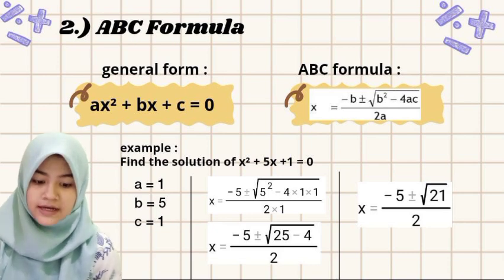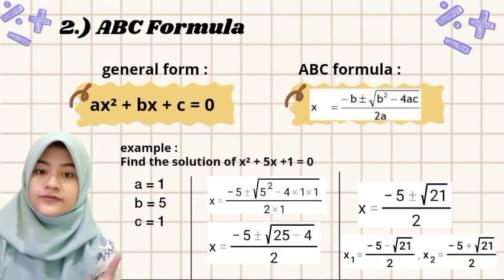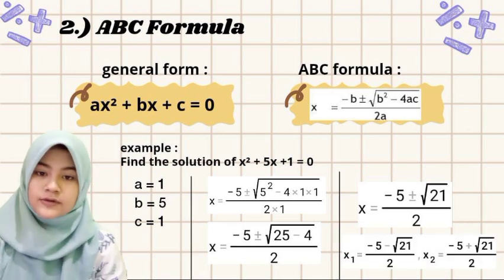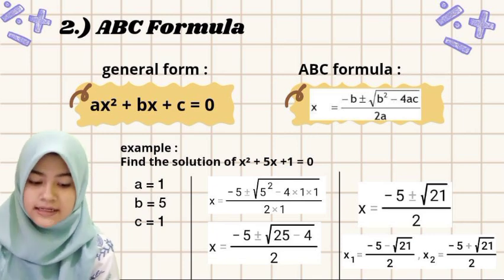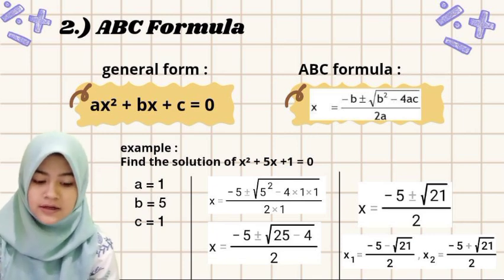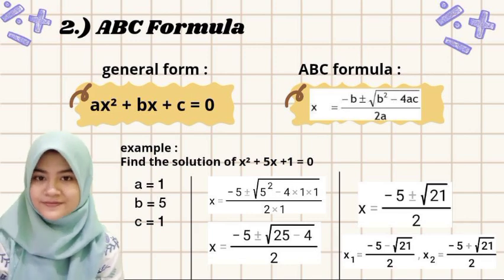So, we can find 2x in this quadratic equation. The first is x equals minus 5 minus root of 21 divided by 2. And the second is x equals minus 5 plus root of 21 divided by 2.